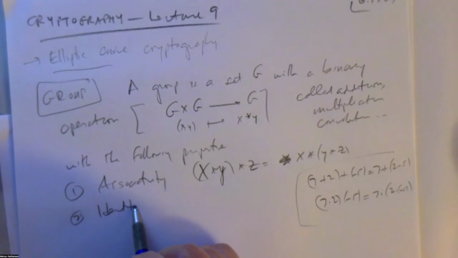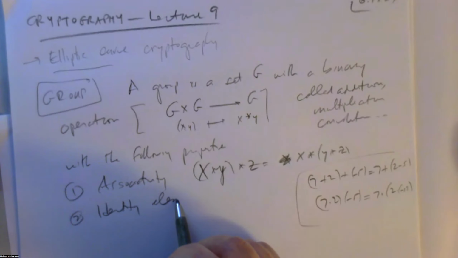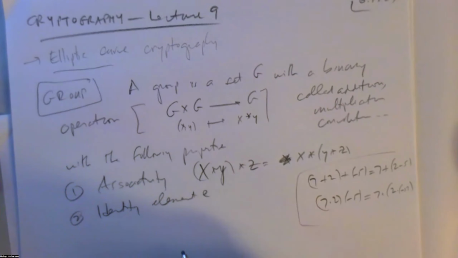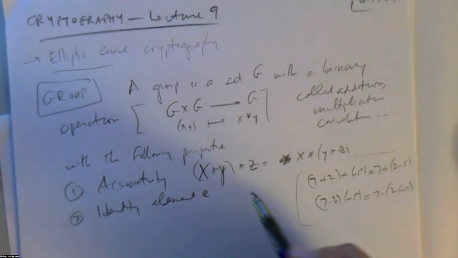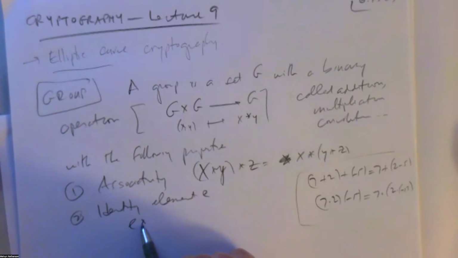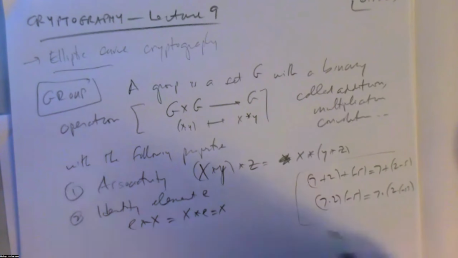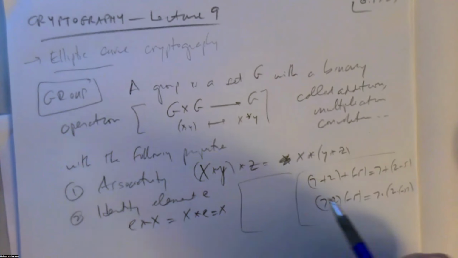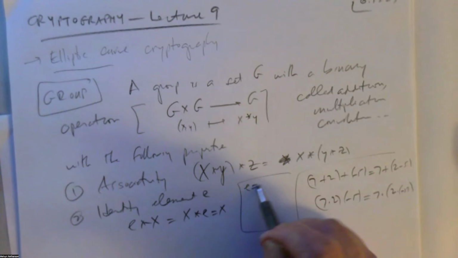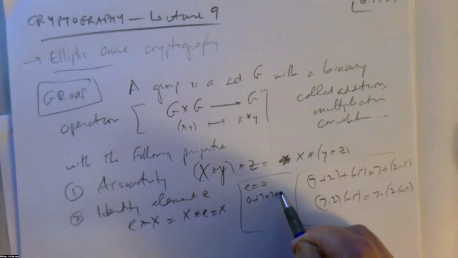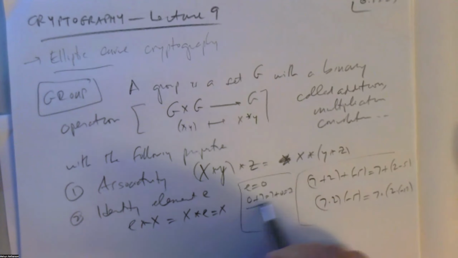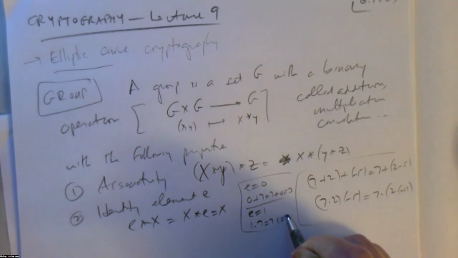There's an identity element, e, in the group, with the property that e times x and x times e is always equal to x. So, for example, for addition, the identity element is the number 0. 0 plus 7 and 7 plus 0 is 7. For multiplication, the identity is often written as 1. 1 times 7, 7 times 1 is still 7.